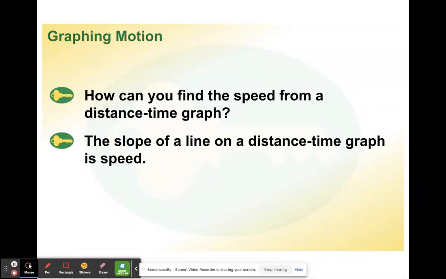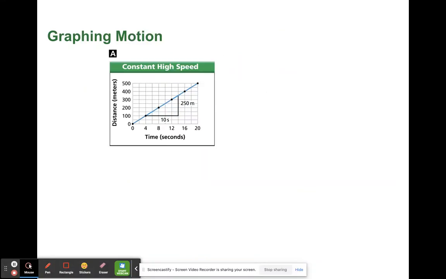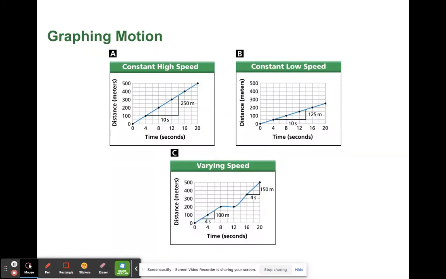So how can you find speed from a distance time graph? Well, the slope of the line, when I graph the distance versus time, is actually the speed. So let's just jump in there. I have this graph here of the distance traveled versus the time it takes to travel it. And when I calculate the slope of this line, it's actually the speed of the car. So when I look at the first graph, it's traveling at a constant speed.